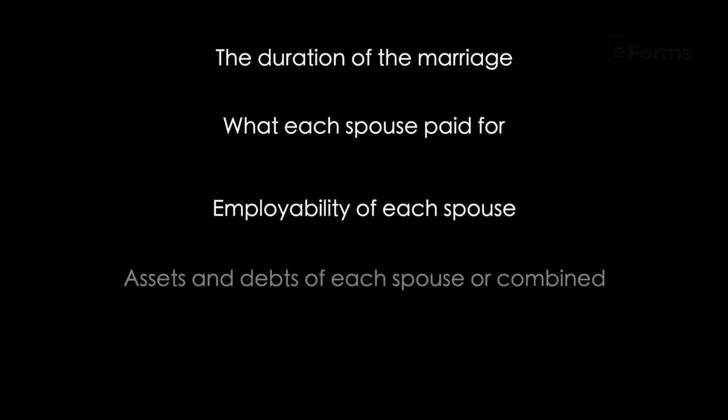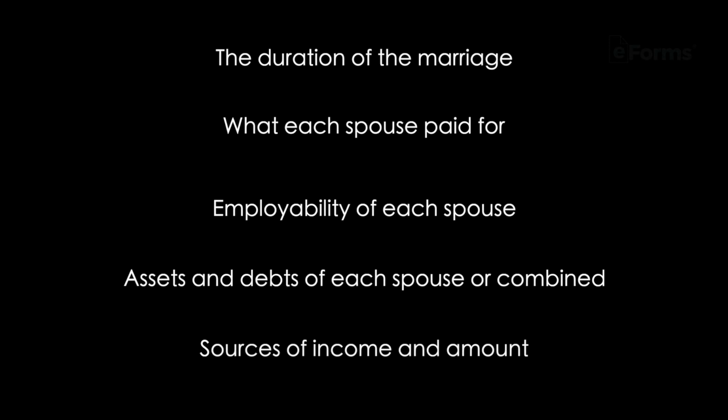When applying equitable distribution, the courts may take into account the duration of the marriage, what each spouse paid for, employability of each spouse, assets and debts of each spouse or combined, and sources of income and amount. Note that a marital settlement agreement can be used in Kansas to avoid distribution by the courts. If both spouses agree on most terms, they can file for an uncontested divorce and use this agreement to outline their desired terms.